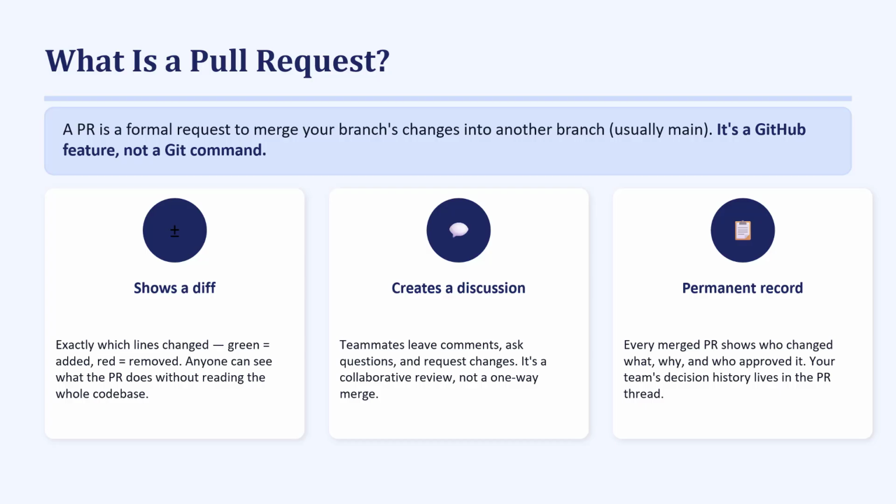The name comes from the repo owner and their ability to pull your changes in. So what does it do? First off, it shows what we call a diff, which shows which lines changed: what was added, typically in green, and what was removed, typically in red. It creates a discussion thread where teammates and organizational members can leave comments, ask questions, and request changes. It also serves as a record. Every pull request in a repo's history shows who changed what, why, and who approved it.